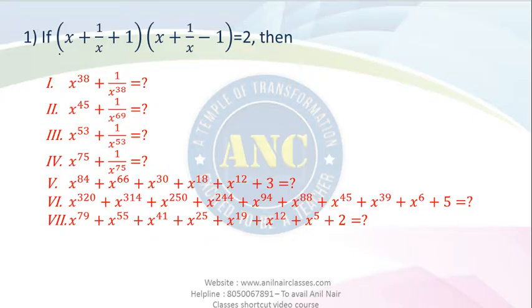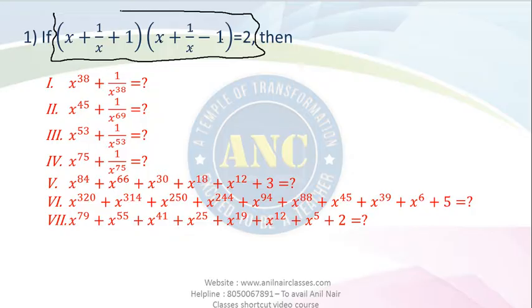First question says, if (x + 1/x) into (x + 1/x) minus 1 is equal to 2. Now this is the condition I included just very recently. If this condition is equal to 2, then I can say that x^6 + 1 = 0, or I can also say x^6 is equal to minus 1, right? x^6 is equal to minus 1.